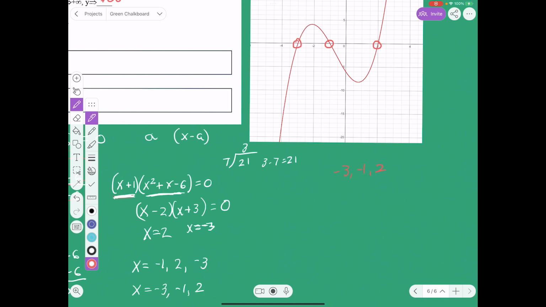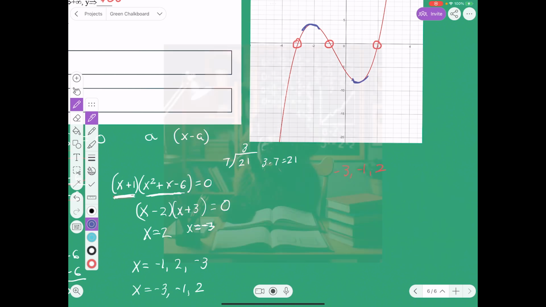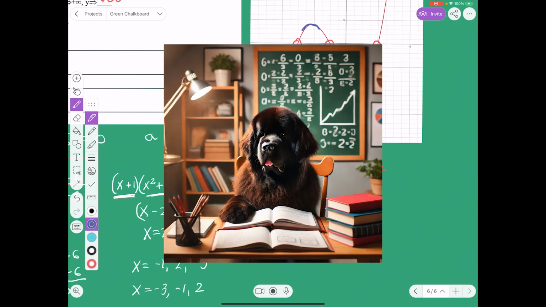Again, notice that this has 2 turning points. And so this does have its maximum number of turning points, and it crosses the x-axis in 3 places. All right, keep working and the answers will come. Good job.